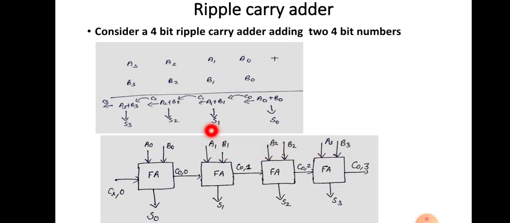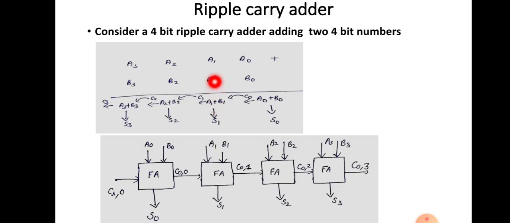Like that it works. See, if we have a 4-bit addition, that means 4-bit inputs are there: A0, A1, A2, A3, B0, B1, B2, B3. Then the bits will be added in this order: A0 plus B0. So a carry will be generated. That carry is C0. And the next bit addition is A1 and B1. That is A1 plus B1.